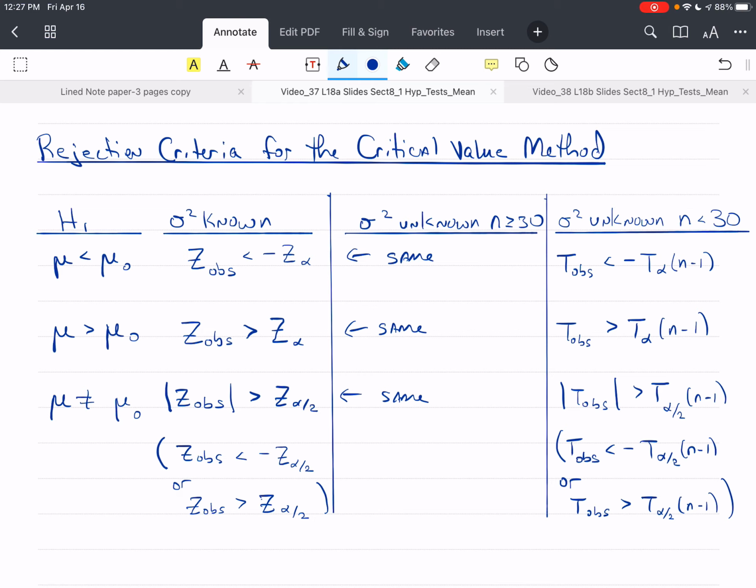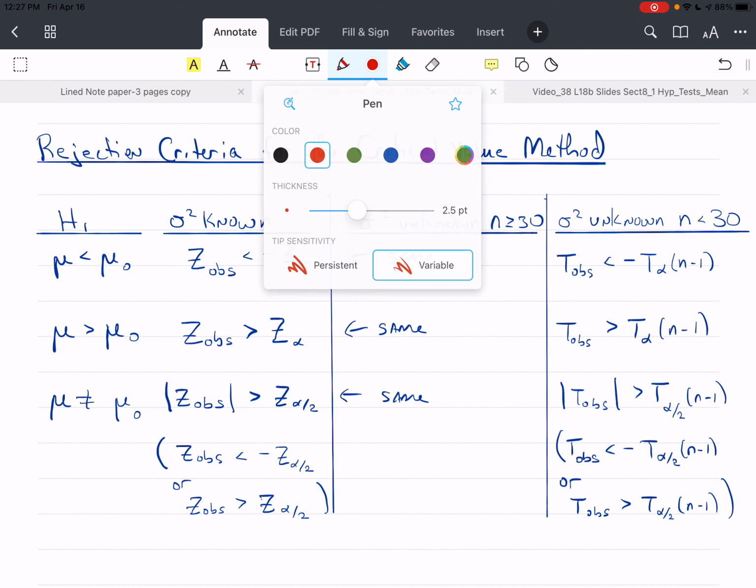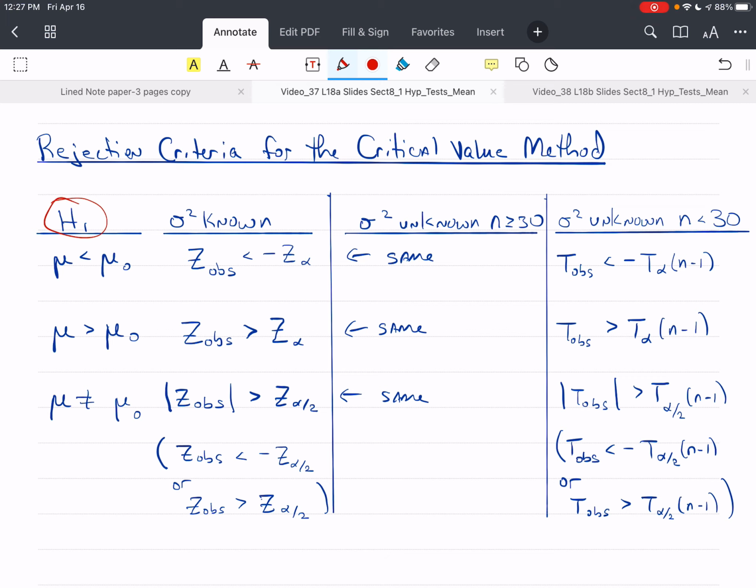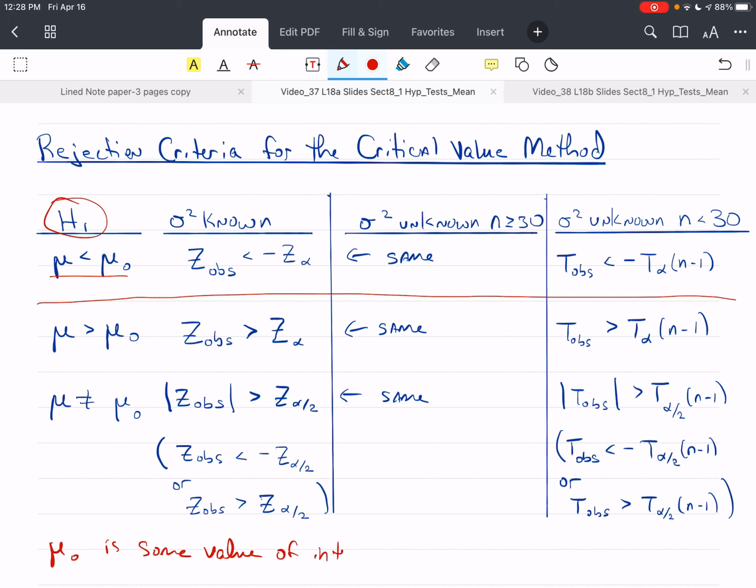The rejection criteria is determined by the alternative hypothesis. H1 determines what our rejection criteria are. So if we know sigma squared, then we're going to reject, and the alternative hypothesis is mu is less than some value, mu naught. Mu naught is just some value of interest.